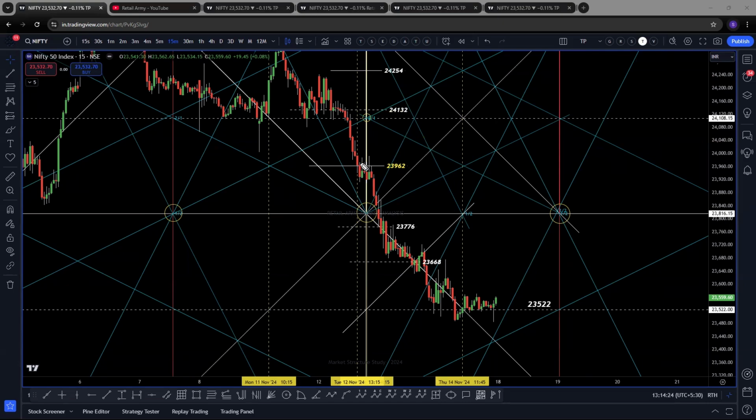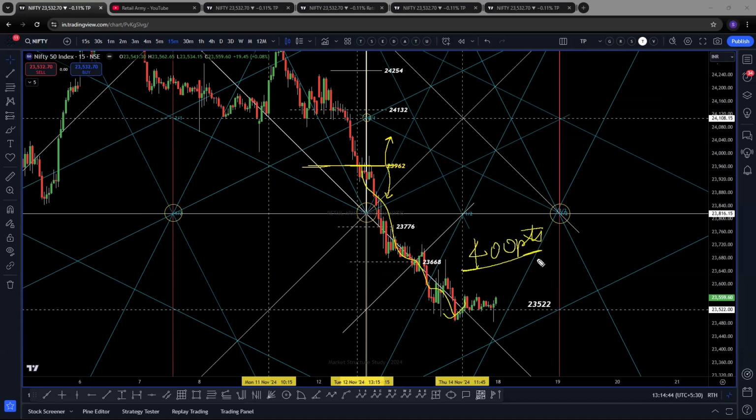But after that, this tells us the balance. Like, is the market going up from here? Can we take a long setup, or can we take a short setup? So from here, 23,962, we got nearly a 400 points move, right?